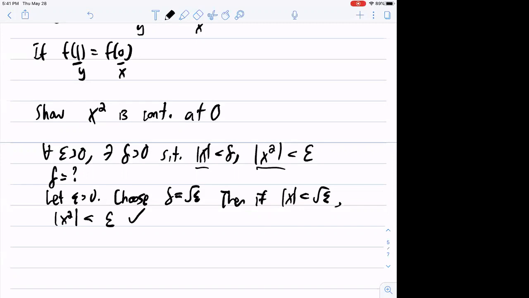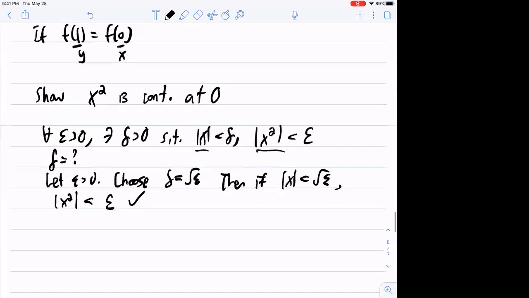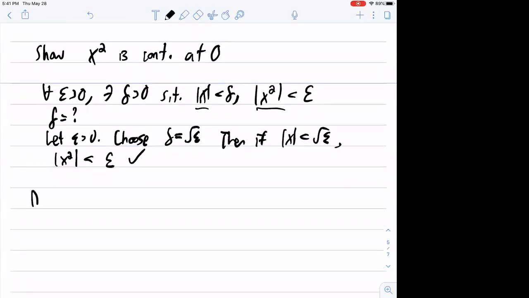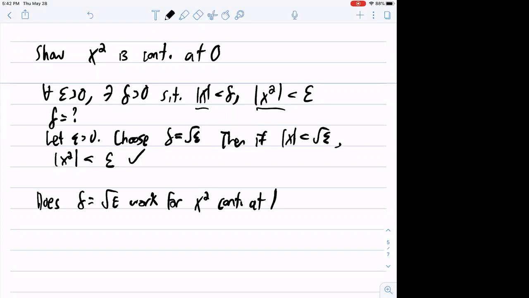But now here comes the issue. The question is, hopefully, we clearly know x squared is continuous, right? So the question is, does the same delta work for x squared continuous at 1? So I can simply ask the same question, right? Is x squared continuous at 1? But I could ask something more. Maybe it is continuous at 1, but is delta the same, or does delta change?